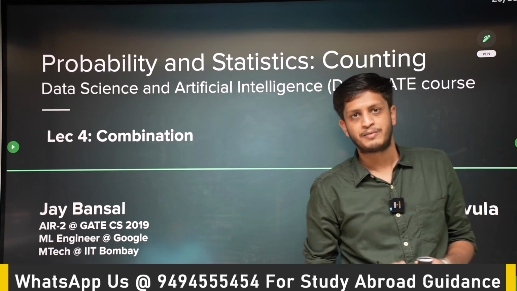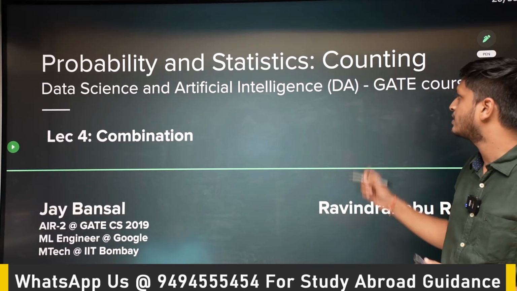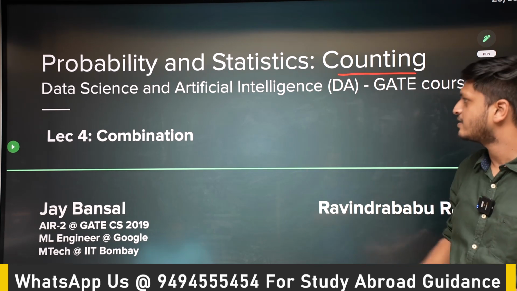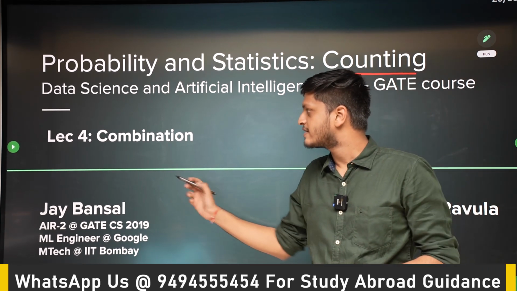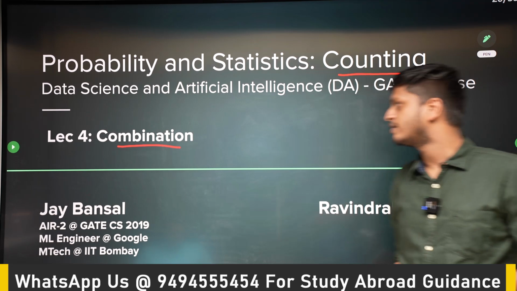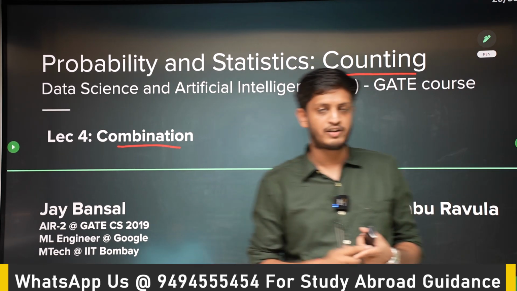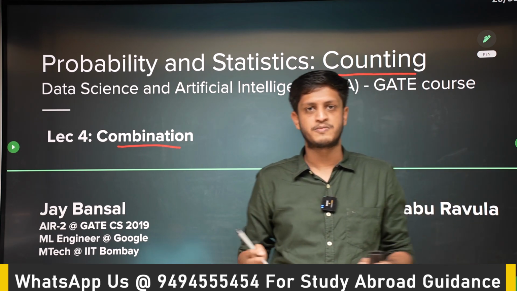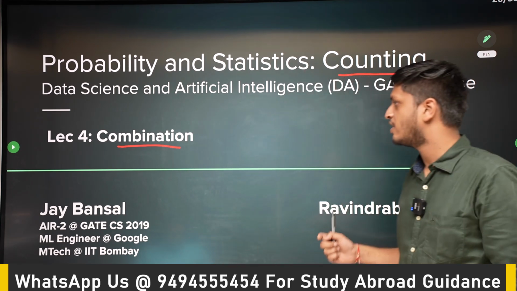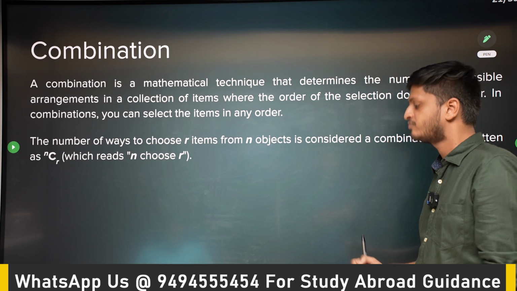Hi everyone, welcome to lecture number 4 of counting under GATE data science course. In this lecture we will learn about combination. In the previous 3 sessions we have seen rule of sum, rule of product, factorial and the number of arrangements, which is permutation. Now we will see combination.